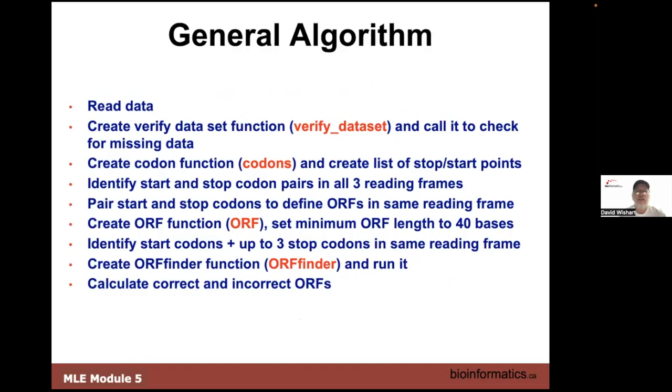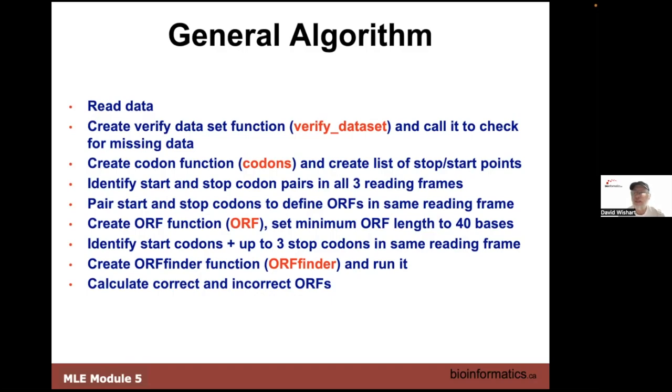So the general algorithm is just like everything else. We read the data. Then we verify the data set to look for missing data or anything else. We're going to create a function called codons, and we're going to have a list of the start and stop points. We're going to identify all the start and stop codon pairs in all three reading frames. Then we're going to match them in the same reading frame. So if we got a start and a stop in reading frame one, that's an ORF. We're going to use an ORF function to match a minimum ORF length of 40 bases. We could have set 40 codons. That could have been 120 bases.